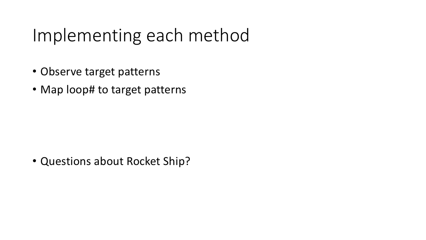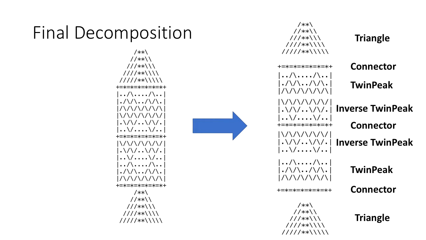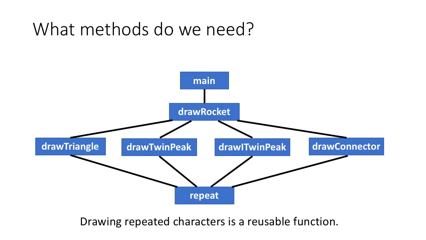So is there any problem with this task? Because it's in fact not very difficult to figure out how to solve this problem. After you decompose these things into multiple small parts with top-down decomposition, like the student just said, we can define a triangle, connector, twin peak, inverse twin peak, all these things. All you need to implement, other than the main method and the draw rocket method, is 4 methods. Can you go to the next slide? Yes, and one more up first.